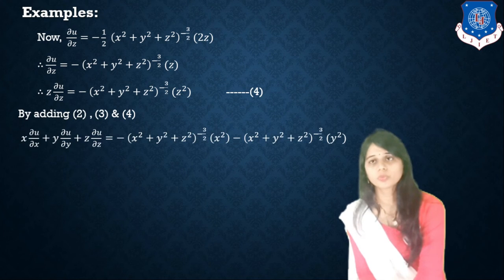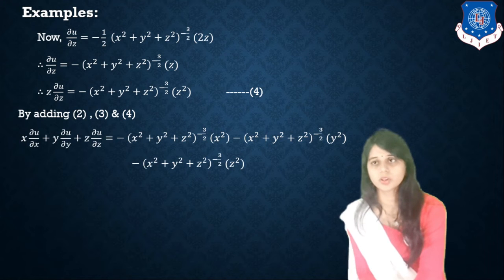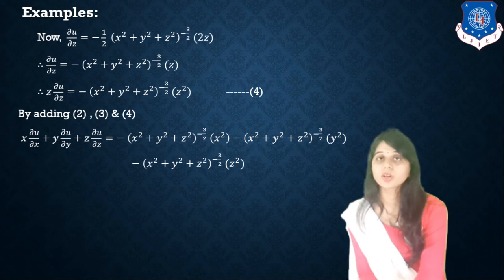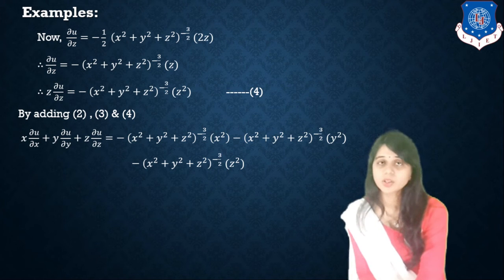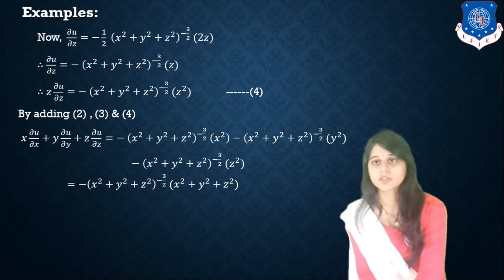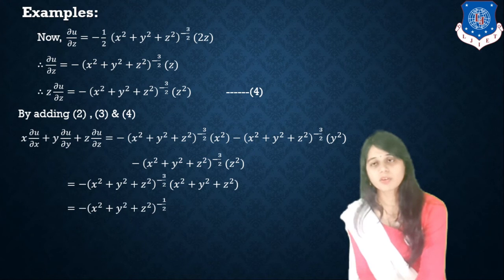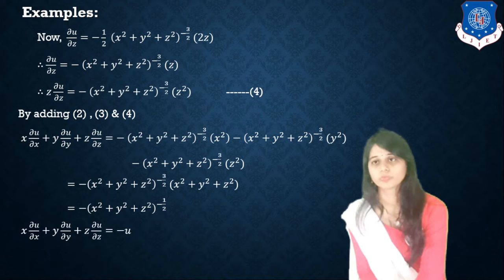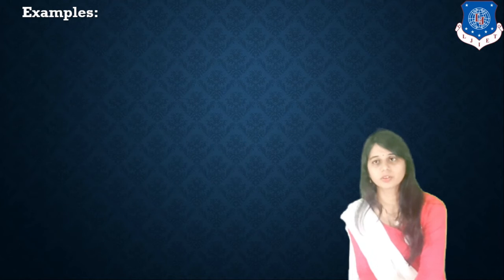Adding 2, 3 and 4, we get minus (x square plus y square plus z square) raised to minus 3 by 2 x square, minus (x square plus y square plus z square) raised to minus 3 by 2 y square, minus (x square plus y square plus z square) raised to minus 3 by 2 into z square. Taking minus and (x square plus y square plus z square) raised to minus 3 by 2 common, the second bracket is x square plus y square plus z square. With the power addition, we get (x square plus y square plus z square) raised to minus 1 by 2, and it is our u. Hence, Euler's theorem is verified.